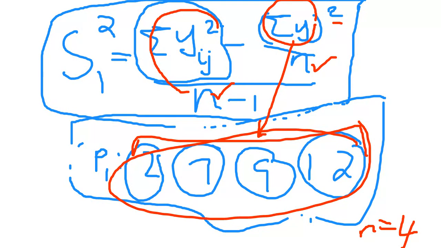In this case, I was saying suppose you have information from your treatment 1 with those 4 values. Find the standard deviation.